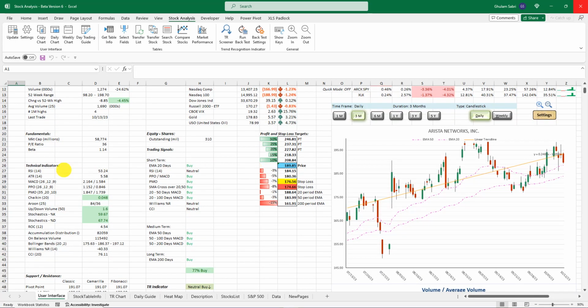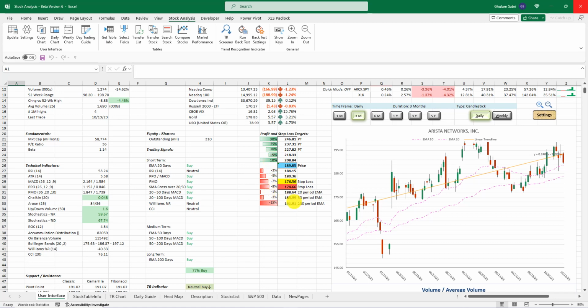Towards the bottom, we have some fundamental information of this particular company and stock, like how many millions of outstanding shares are out there, and it gives us a list of suggested profit and stop loss targets. For example, the current price for this stock, Arista Networks ANET, is 189.85, and it gives you different target levels based on experienced traders: 10%, 15%, 20%, and stop loss levels as well from the current price, 7%, 8% towards the lower side.